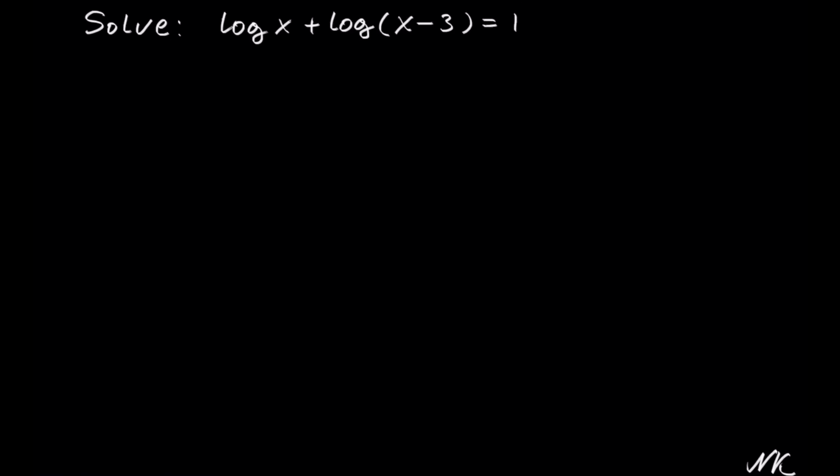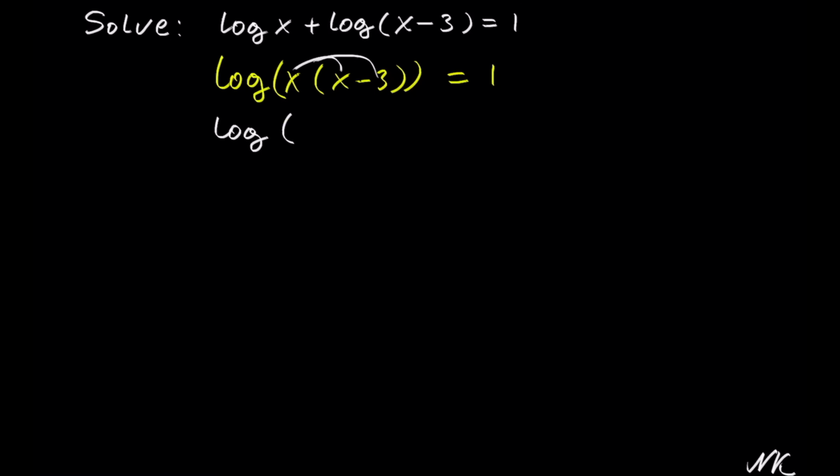Hello, here we have to solve log of x plus log of x minus 3 equals 1. Before we get to solving this, we need to condense the logs into one single logarithm. So we will get log of x times x minus 3, and this is equal to 1. Let's distribute x on this step and have log of x times x is x squared, minus 3 times x is 3x, and this is equal to 1.